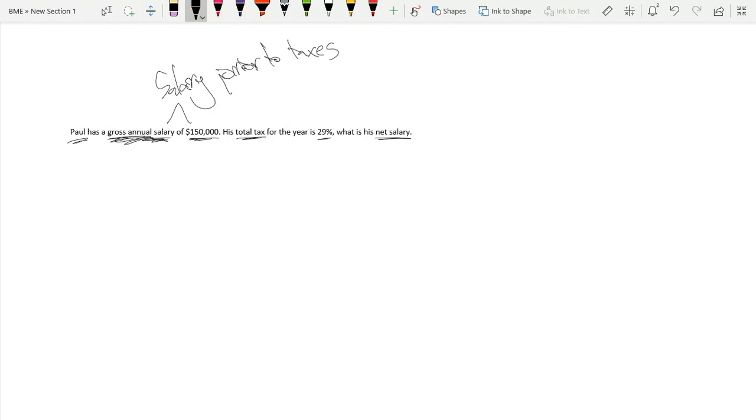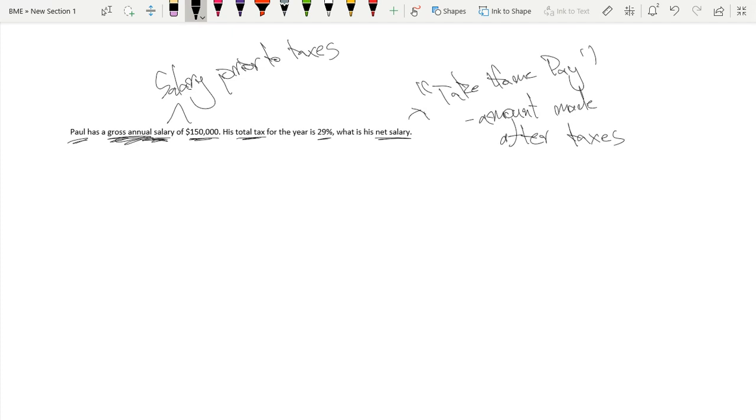Now, your net salary is your take-home pay, is what it's colloquially called, take-home pay. And this is just the amount that you make after taxes. Amount made after taxes. So this is the money which you actually get to spend.